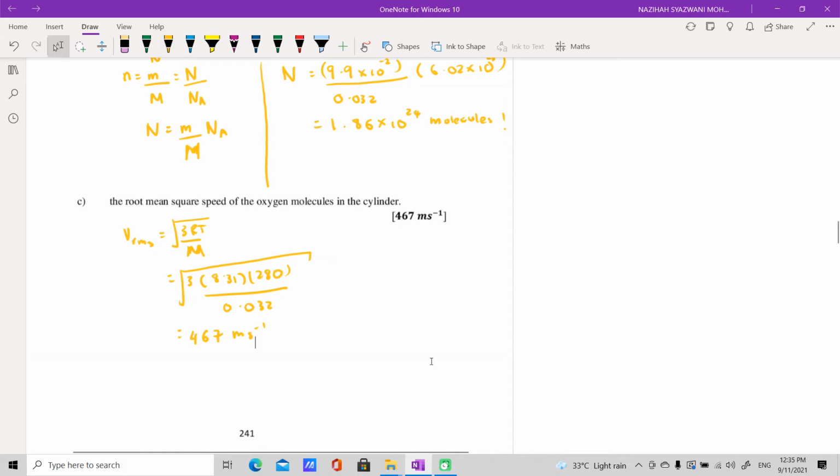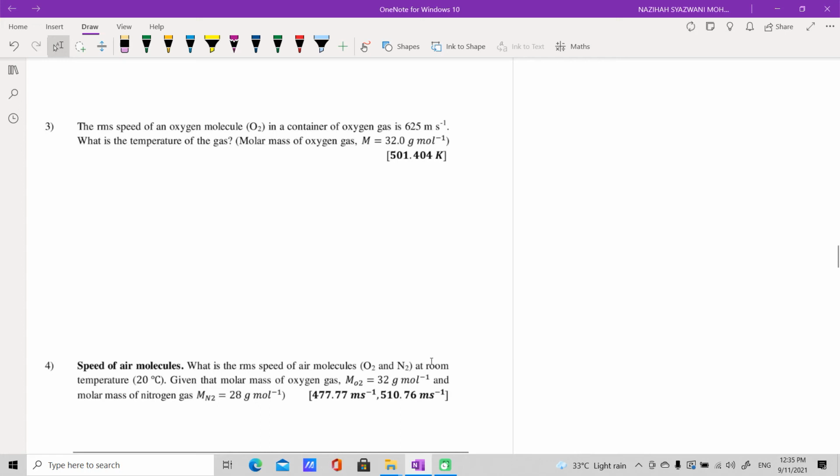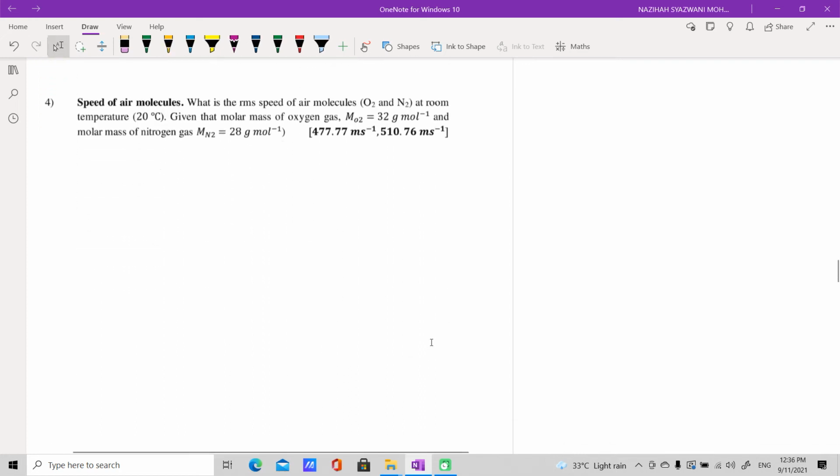For question number 3, I want you to try to do it on your own and post your answer in Google Classroom. So we are going to continue with question number 4.